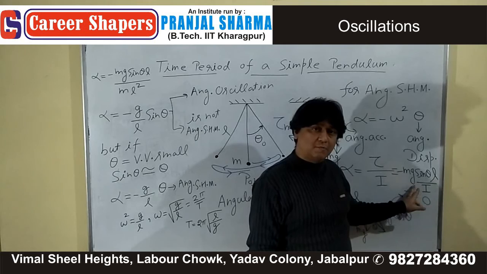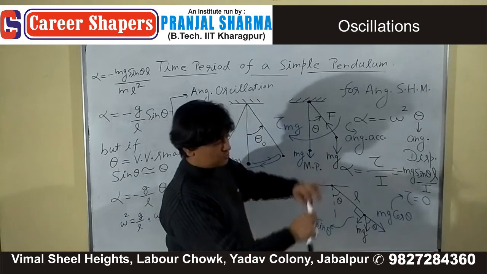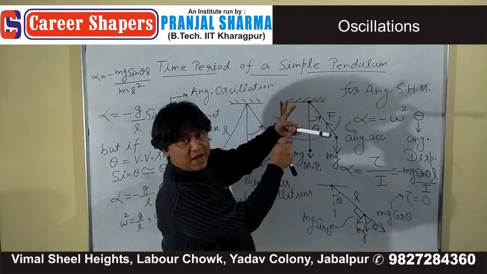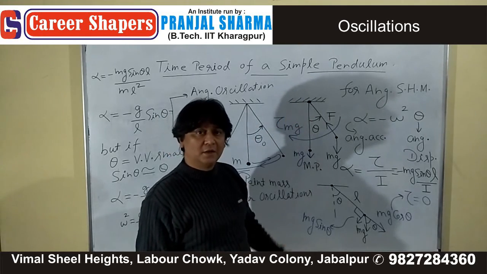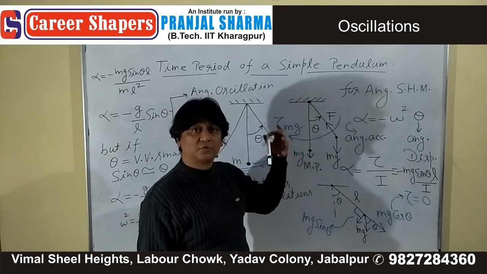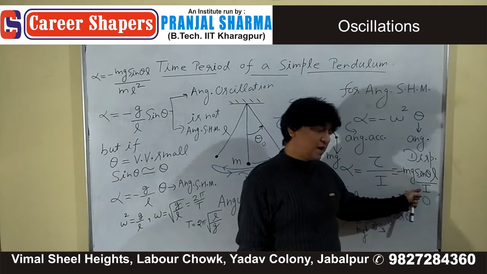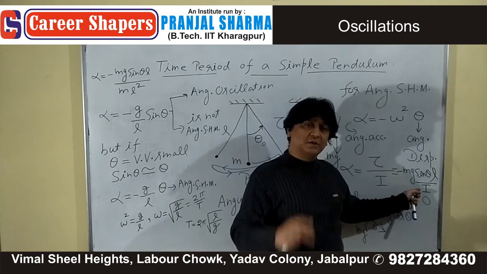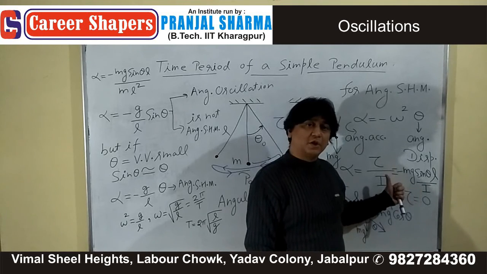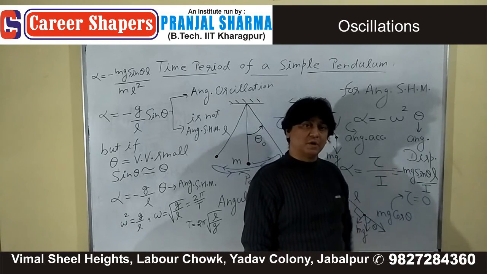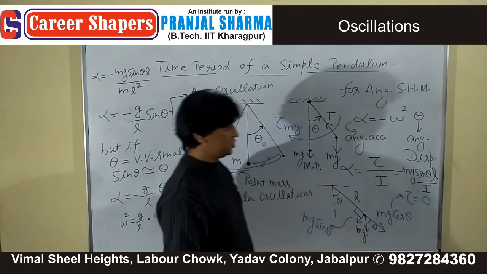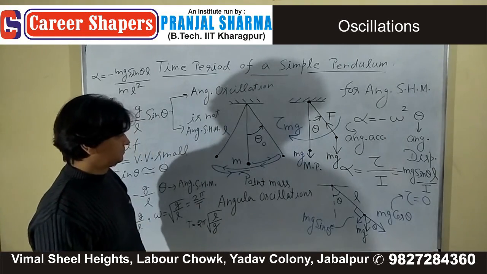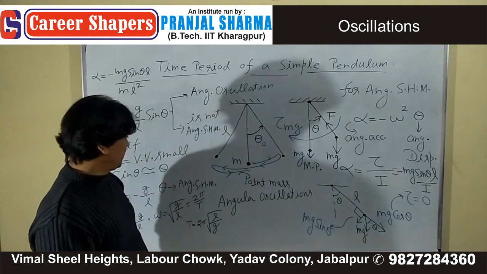And what about I, the moment of inertia of a rod? What is the moment of inertia of a rod about an axis passing through the end? m L square by 3. Your I will be m L square by 3. Take small angles and you can find that time period. And then you can do the same thing for any body which is going to oscillate. Note down everything.